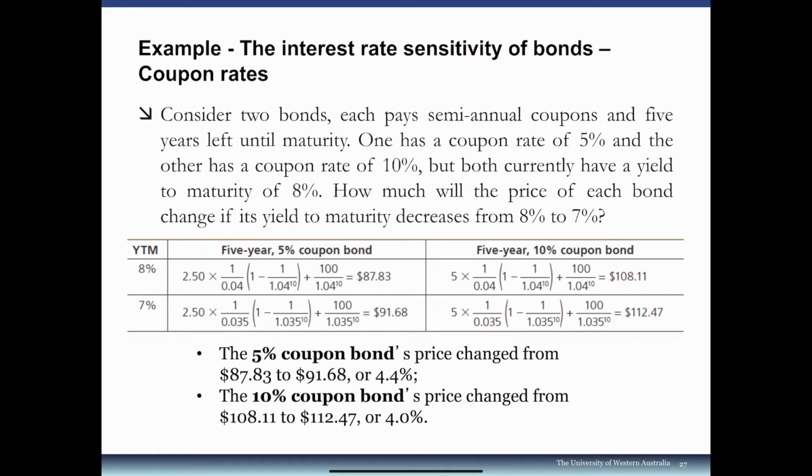Okay, but that's all we need to know about duration in this scenario. The first scenario is the time to maturity. The longer the time to maturity, the more sensitive it is. The second one is the coupon rate. The larger the coupon rate, the less the sensitivity to interest rate change.